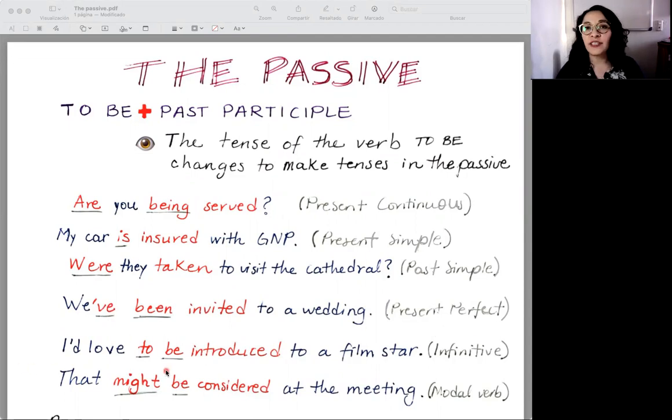I'd love to be introduced to a film star, for example, Brad Pitt. That is the infinitive. That might be considered at the wedding. That might be considered at the meeting. That is a modal verb with a construction in the passive.